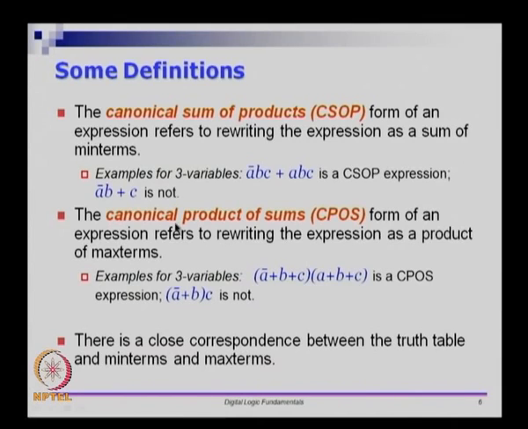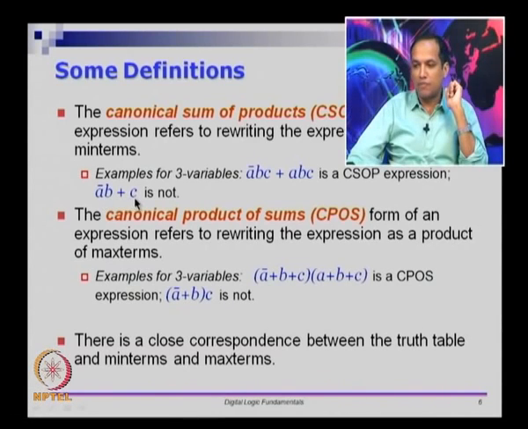And finally, we get to what is called the canonical sum of products, and this refers to an expression which is written in terms of min terms. If I look at the expression A bar B plus C, it is a valid sum of products, right. A bar B is a product, C is a product, so A bar B plus C is a valid sum of products. However, in the canonical sum of products, each product should be a min term. So, in this case, A bar BC is a min term, ABC is a min term. When I combine these two, it is a valid canonical sum of products expression.